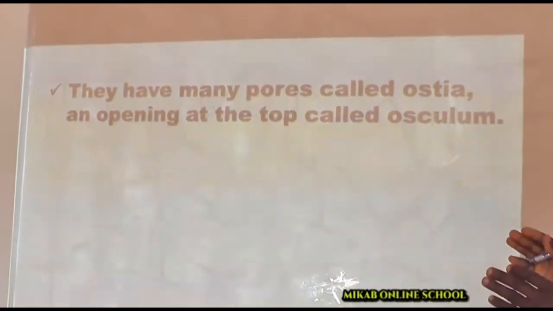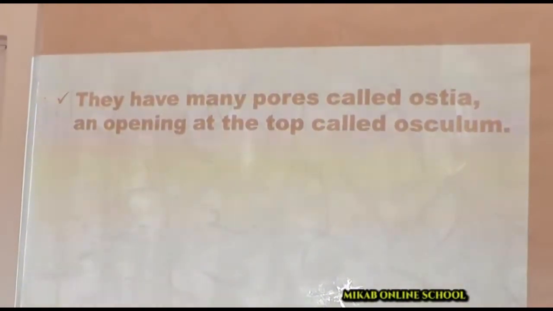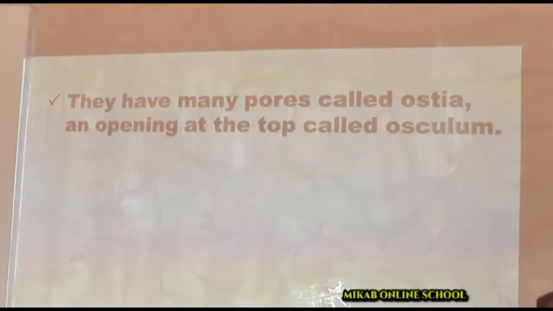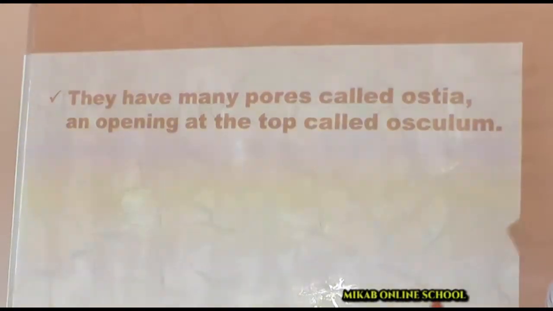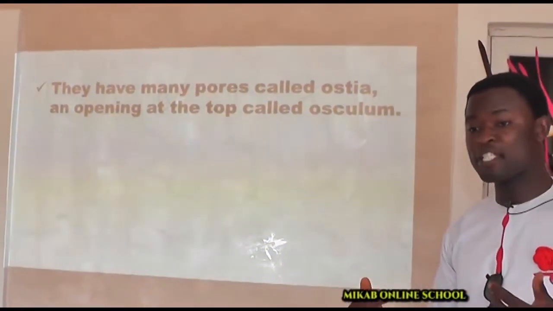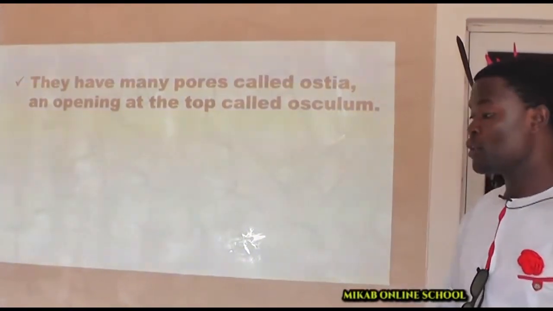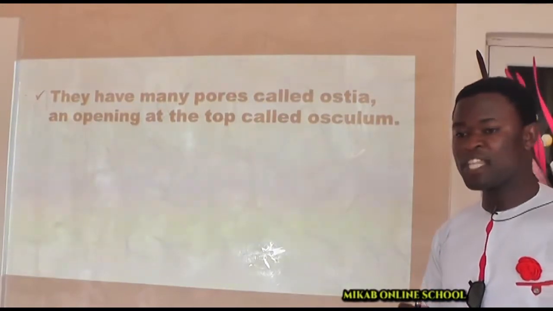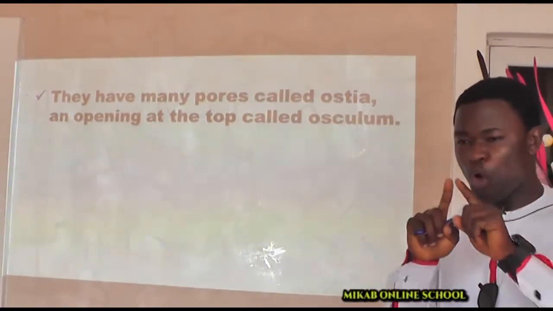And when you take a look at the body structure of a typical example of Porifera, you will see that their body structure has many pores around it. Pores simply means holes through which fluids and other materials will be entering into the body. So these pores are known as ostia. But one thing is that they have a common opening.